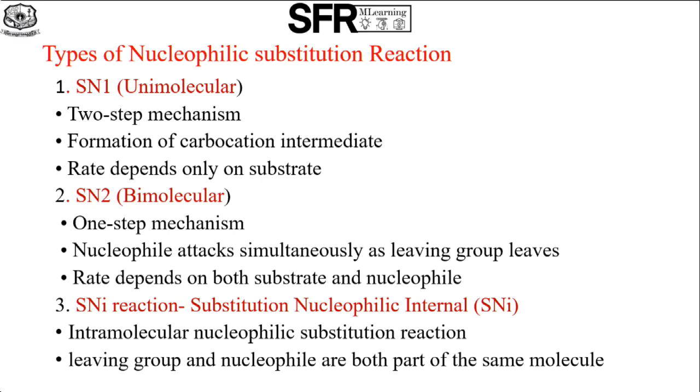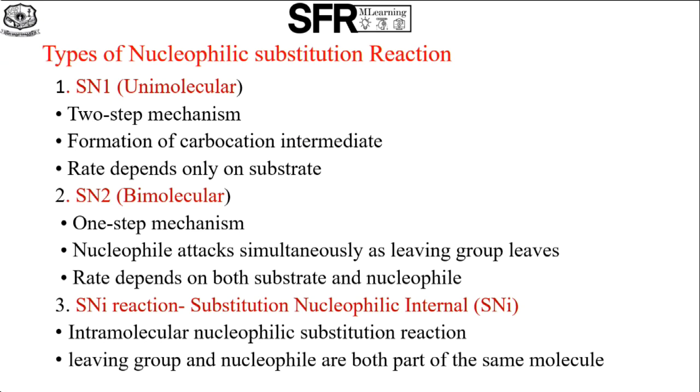Then what are the types of nucleophilic substitution reaction? SN1 reaction, SN2 reaction, SNi reaction, they are the main classifications of nucleophilic substitution reaction. SN1 reaction is a two-step mechanism. The formation of carbocation is the first step, and then the nucleophile attacks the carbocation. So the rate depends upon the concentration of the substrate only.